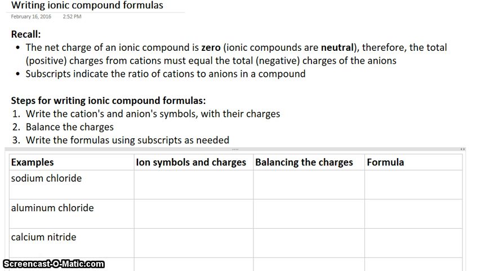So let's take a look at the first example, sodium chloride. We look up sodium on the periodic table, and we'll see that it has a symbol of Na and a charge of 1+. So we'll write that down. Symbol is Na, and the charge is 1+. We look up chloride on the periodic table, and the symbol is Cl, and the charge is 1-.